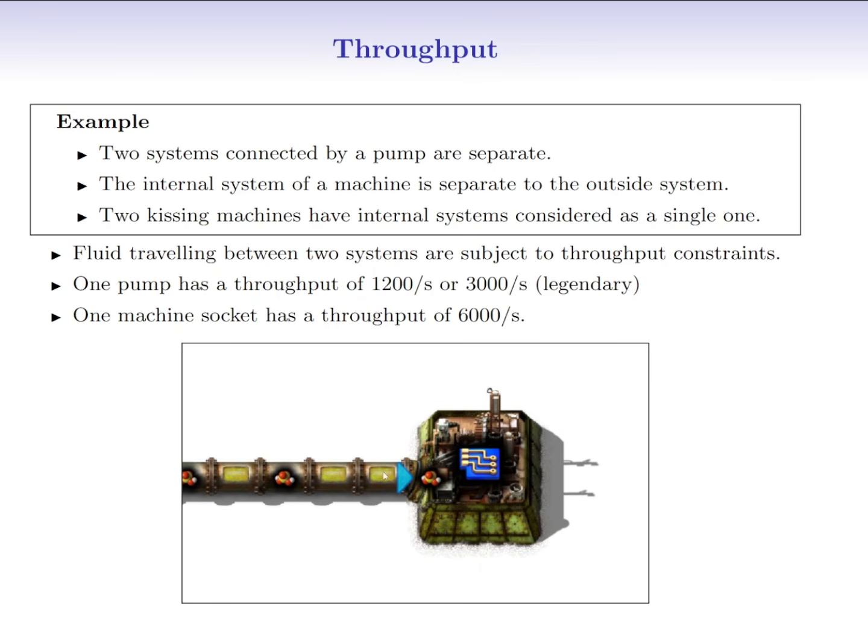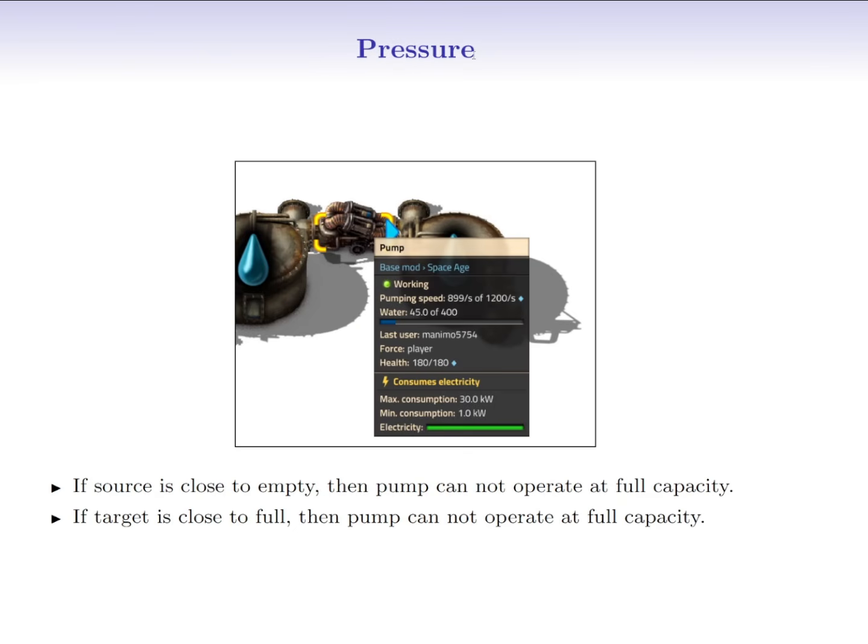The setup is that a pump can have a throughput of 1,200 per second, or if you use legendary, you have 3,000 per second. And if you don't use a pump, if you just have a direct connection between a system and a machine, this socket has a throughput of 6,000 per second. Now, how is this computed? It's computed using a system called pressure. You might not even have noticed that there's pressure in this game because of this new system in 2.0.